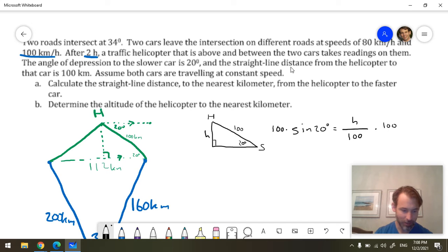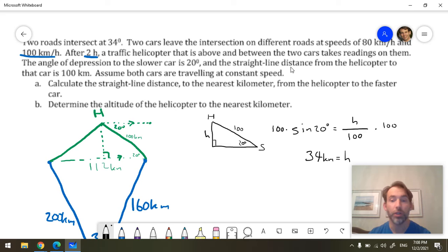100 times sine 20. 34. So 34 kilometers in the air. So you have to ask, who made this problem? 34 kilometers in the air? No, it's not. It's not that high. But according to the math, it is. So what we say here is there's a problem with the math.